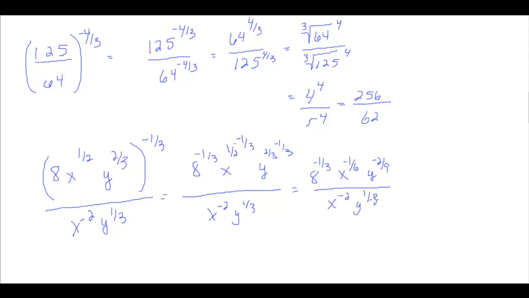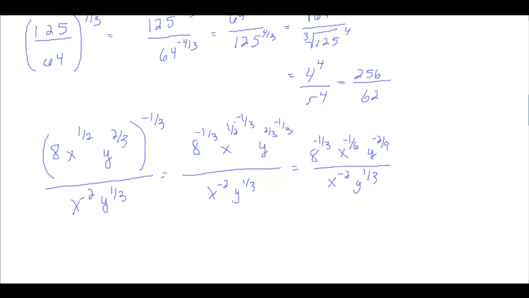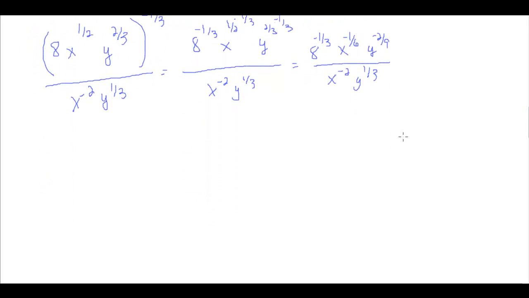All right, so now, give myself a little bit more space. Let's bring negative exponents in the numerator to the denominator and any in the denominator up to the numerator. So that means that 8 will come down as 8 to the positive 1/3. The x to the negative 1/6 will come down to x to the positive 1/6. And the y to the negative 2/9 will come down like that. The x to the negative 2 on the bottom will now come up to be x to the positive 2, and that y to the 1/3 will stay exactly where it is.